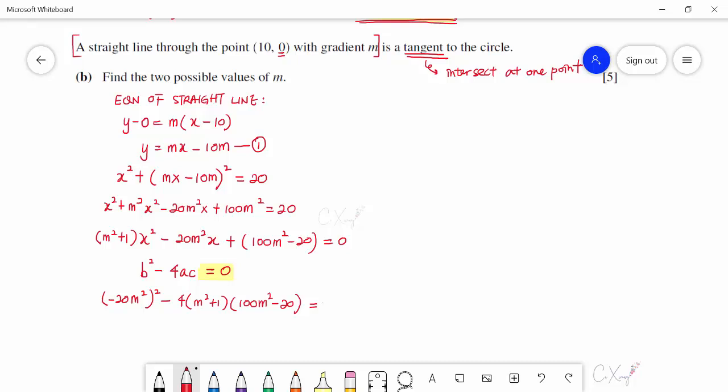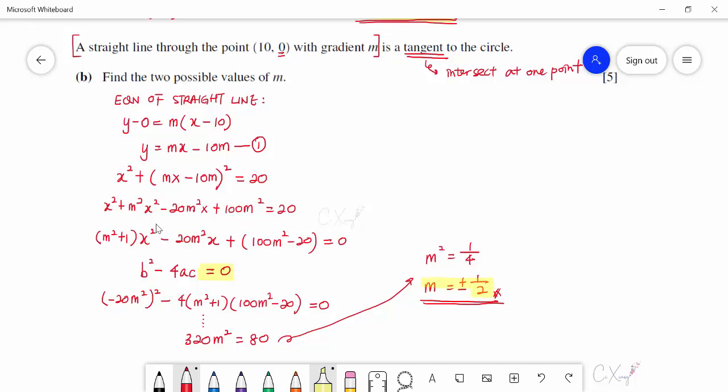And it is equal to 0. Alright, so if you try to expand everything in detail and you didn't make any careless mistakes, you will have 320 m squared equals 80. And from here, m squared equals 1 over 4. And therefore, m will be plus or minus 1 over 2. So these are the possible values for m that we have for this question.